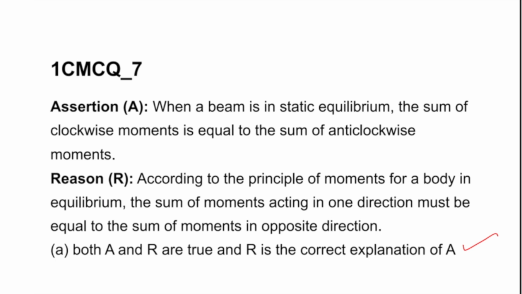Now there is an assertion and reasoning basic question. When a beam is in static equilibrium, the sum of clockwise moments is equal to the sum of anti-clockwise moments. That's correct. According to the principle of moments, for a body in equilibrium, the sum of moments acting in one direction must be equal to the sum of moments in the opposite direction. They both are saying the same thing, and they are both correct. So this will be our answer: both A and R are true, and R is the correct explanation of A.